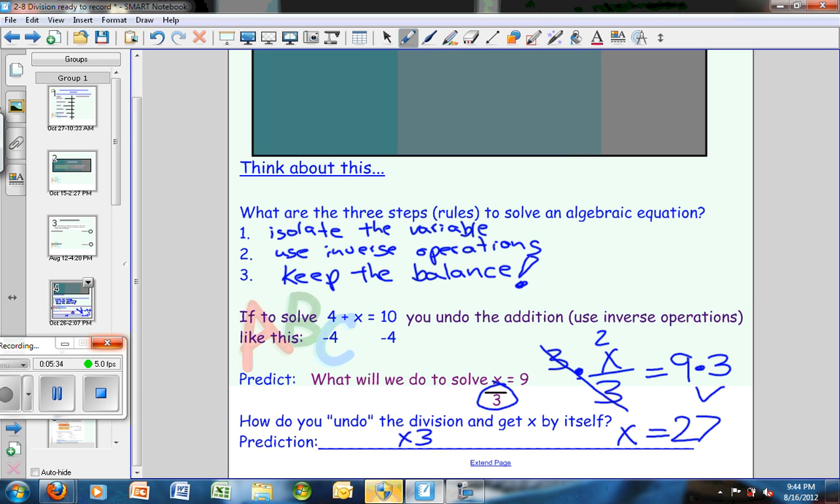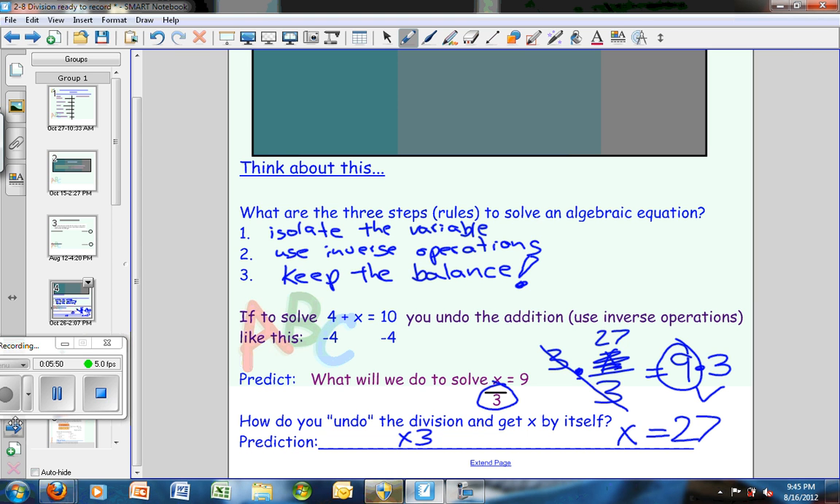Let's go ahead and substitute that in and see if it works. If I put a 27 instead of this x, substitute it, take the place of, let's try it and see if it works. 27 divided by 3 does in fact equal that 9 that we started out with.